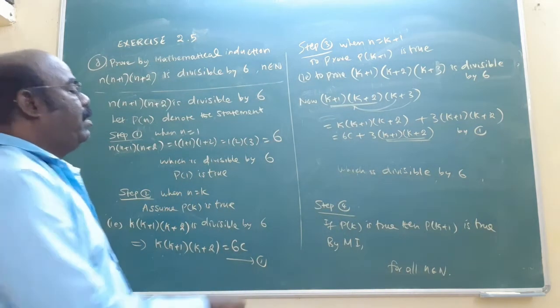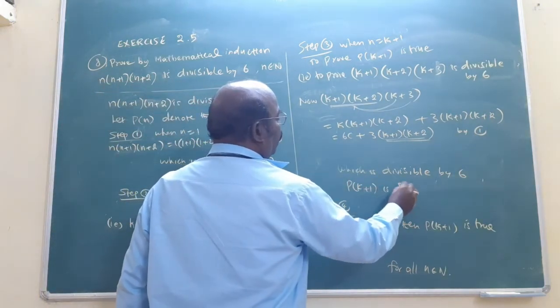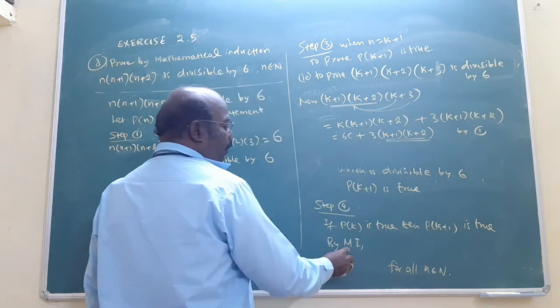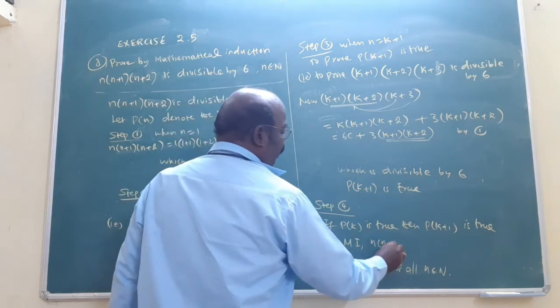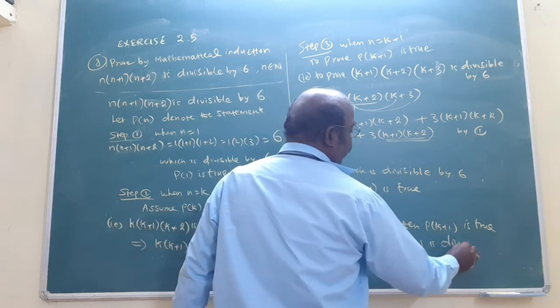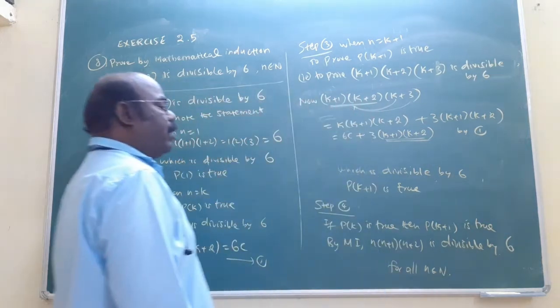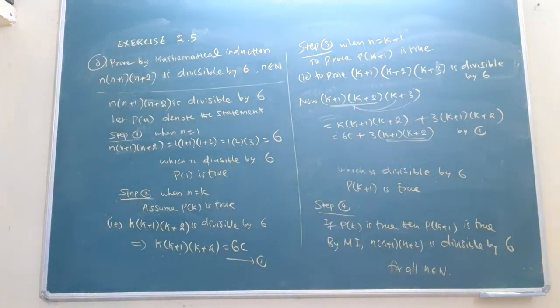Then the conclusion: our P of k plus 1 is true. Now by mathematical induction, n into n plus 1 into n plus 2 is divisible by 6 for all natural numbers n. That's the answer. Anyway, this type of question is an important 5 mark question. That's all.